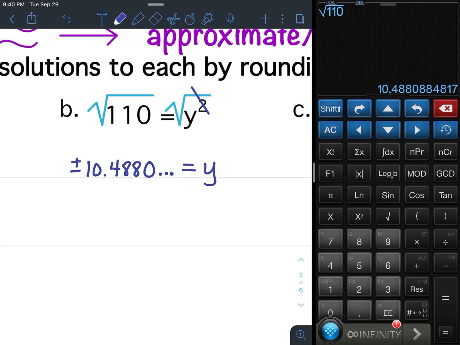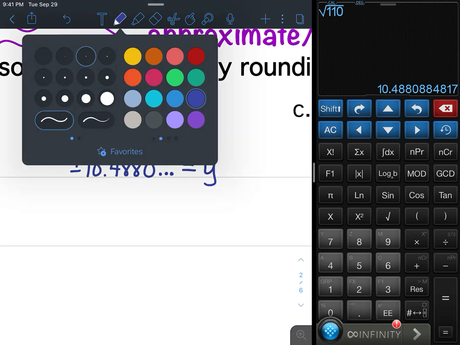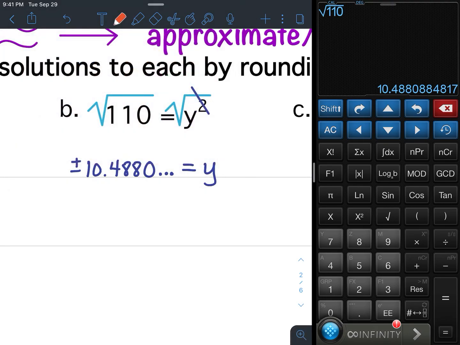Now, if you can keep the equal signs lined up on these problems, that would be wonderful, but I really understand that there's not a whole lot of space, so if you need to, you can go ahead and, in this case, not keep the equal signs lined up. All right, now I need to round my answer. I'm rounding it to the nearest tenth. The 8 would push the 4, so my final answer is positive and negative 10.5 is approximately, don't forget your approximate sign, y.